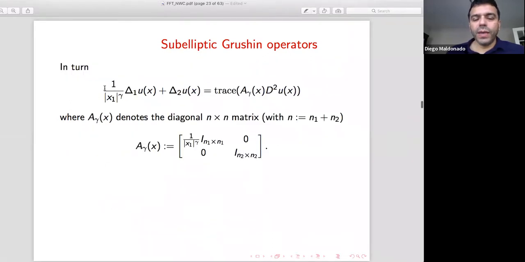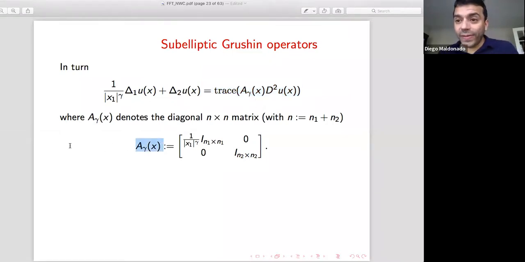Yes. But then we realized that this expression, right, is the trace of some matrix A sub gamma, where the A sub gamma is this. In the first n1 cross n1 box, we have 1 over x1 to the gamma, and on the second n2 by n2 part, it's just the identity matrix. It's not hard to see that this whole thing you can write as this trace, with this matrix.